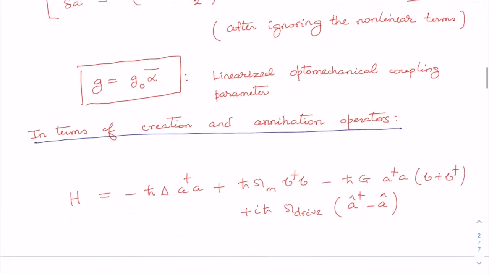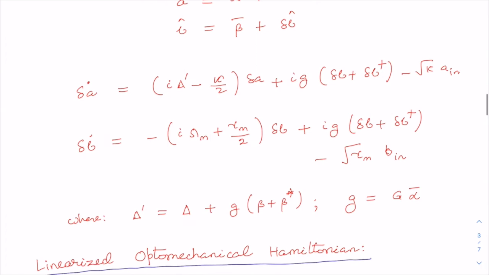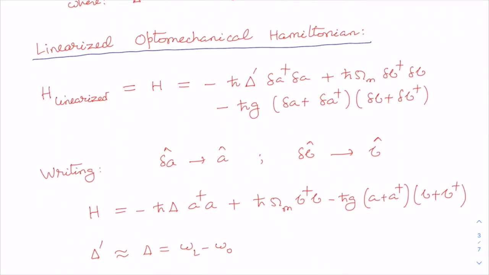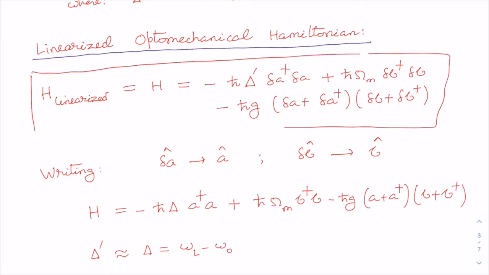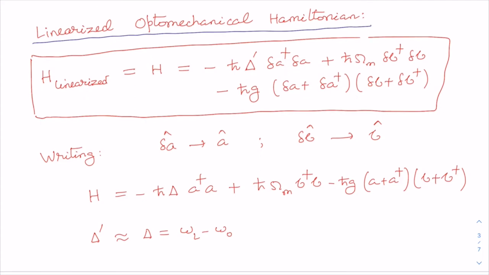In terms of creation and annihilation operators also, we can do the linearization, following a similar procedure. We write the time evolution equations for the annihilation operator for the optical mode and the annihilation operator for the mechanical mode. This results in a linearized optomechanical Hamiltonian. When we write down the linearized Hamiltonian, we ignore the quantum noise and the damping. In the literature, it is customary to write delta A again as A, which is now completely quantum, and B cap. So the linearized Hamiltonian can be written in this particular form.